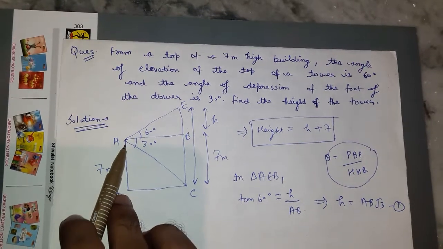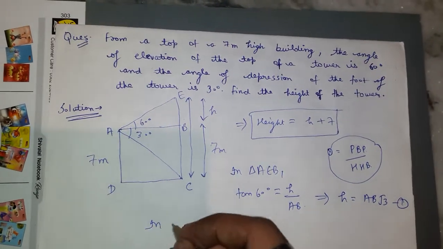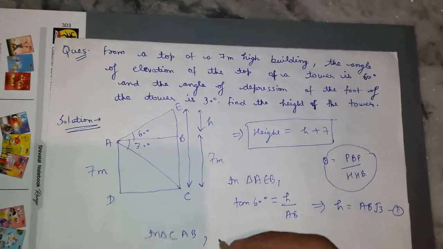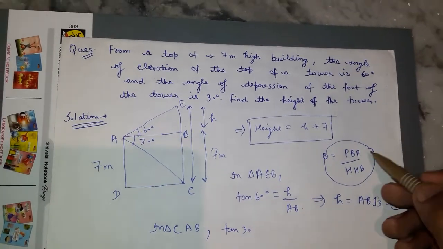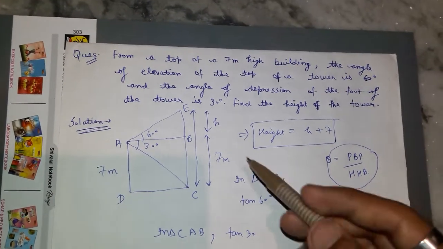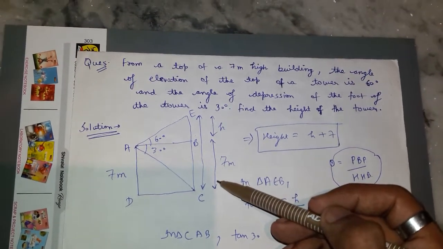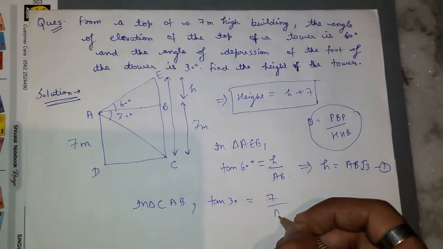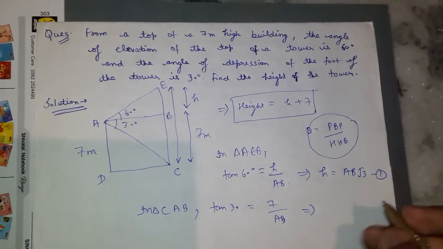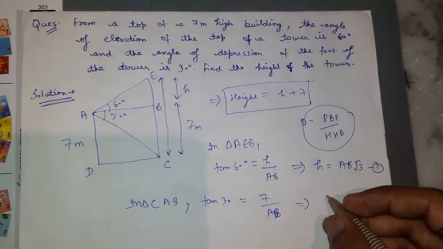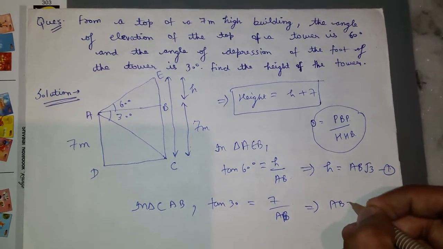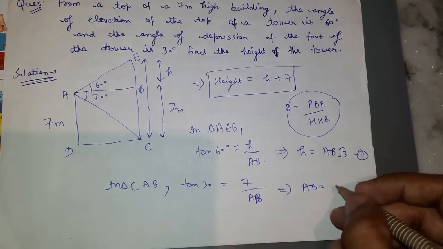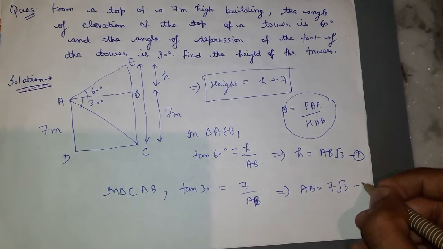Again in the next triangle, CAB, tan 30 degrees. Tan is perpendicular upon base. The perpendicular is 7, and the base is AB. So tan 30 degrees is equal to 7 upon AB, and from here we can find the value of AB. Tan 30 is 1 upon root 3, so after cross multiplication we get AB as 7 root 3. This is equation 2.